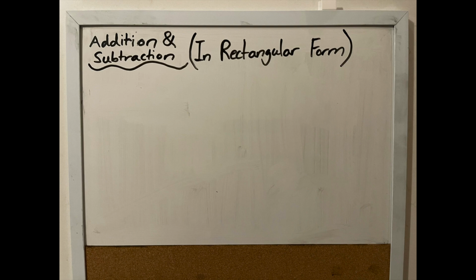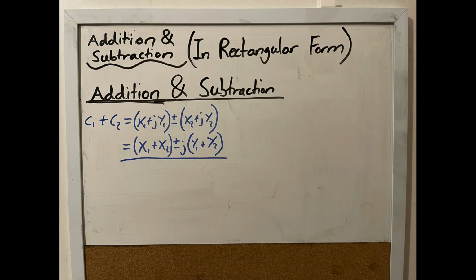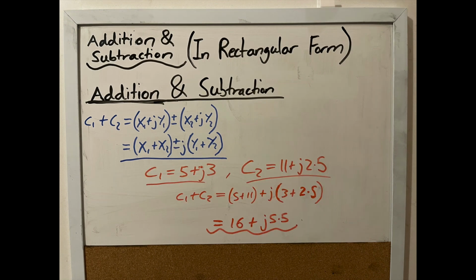Now, conversely to polar form, addition and subtraction operations are especially convenient in rectangular form, which is simply the addition of the real x components and the imaginary y components, as seen in the example where the real components of 5 and 11 are added to 16, and the imaginary components of 3 and 2.5 are added to 5.5j, for a resultant of 16 plus j5.5.